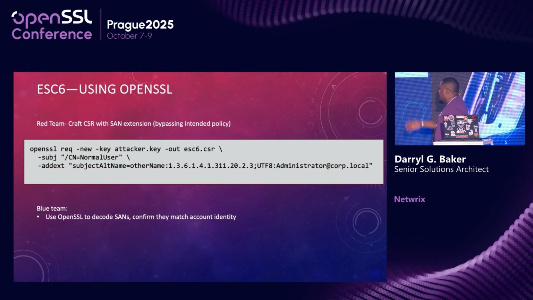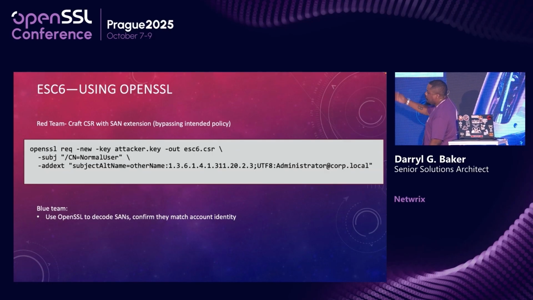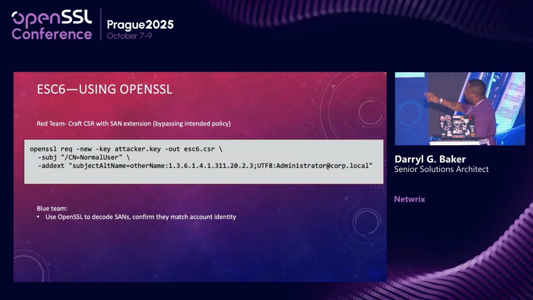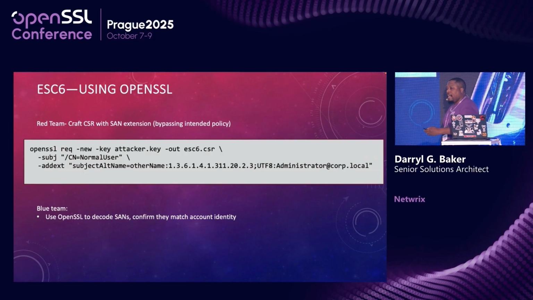And here we go. Same thing as before. Remember, the subject here is just a normal user. Doesn't matter because I'm going to go ahead and supply the UPN for administrator, and I will be able to get a certificate that I can use as that administrator. I can get a certificate that I can use as pretty much any principal at that point because you have essentially opened the door for your CA to say, sure, I will sign anything for anybody.